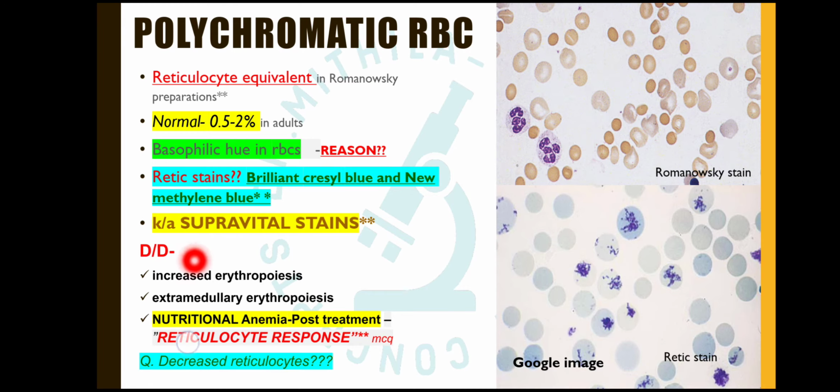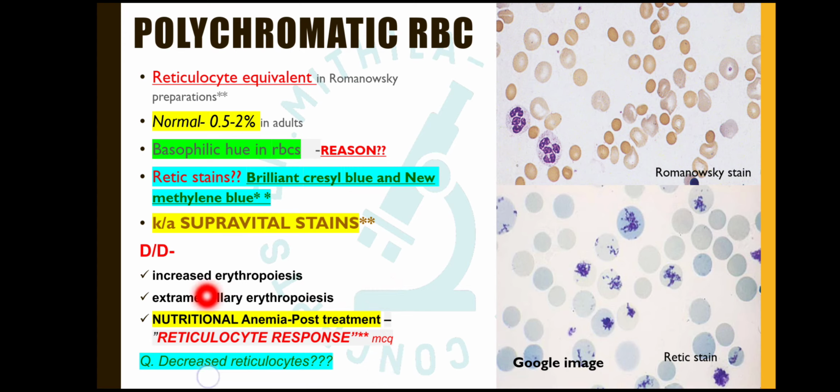The differential diagnosis of increased reticulocytes is increased erythropoiesis. When there is increased RBC production by the bone marrow, the reticulocyte count will be increased. For example, in hemolytic anemias, when there is peripheral destruction of the RBCs, the bone marrow will produce more and more RBCs. That will lead to an increased reticulocyte count. And when there is extramedullary erythropoiesis, again the reticulocyte count will be increased.